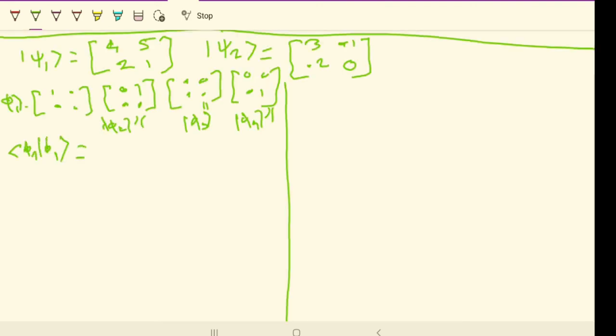First, I need to prove that these matrices are orthonormal, because we are going to use orthonormal matrices. So for that, I need the inner product of phi 1 with phi 1 to be equal to 1. Now there are two ways of doing this particular thing. I can do the inner product of phi 1 with phi 2 in a traditional way. In a traditional way, the inner product of phi 1 with phi 1 is the trace of the product matrix.